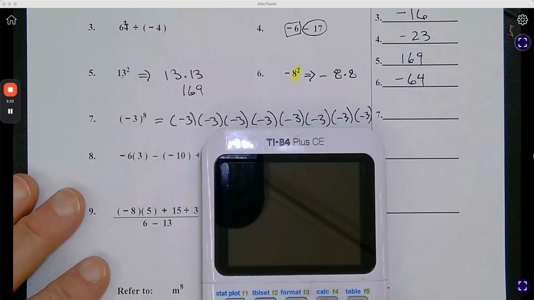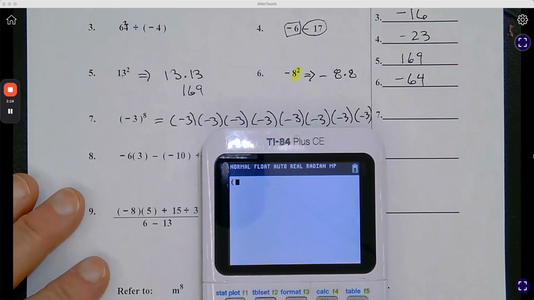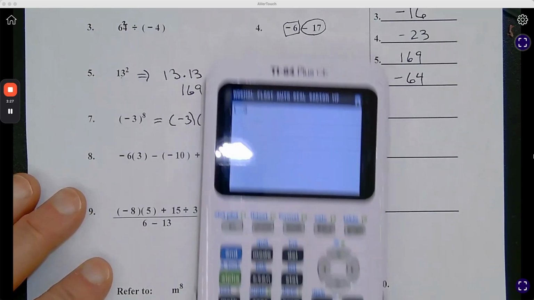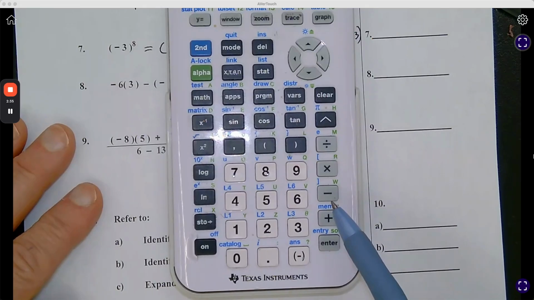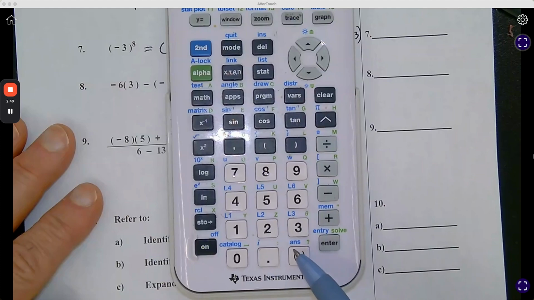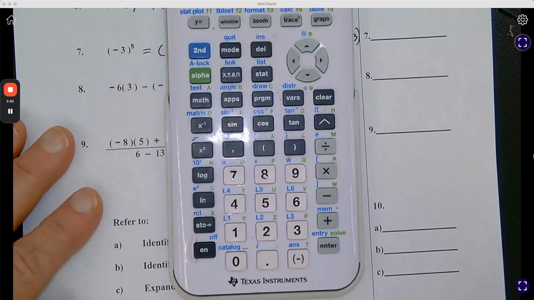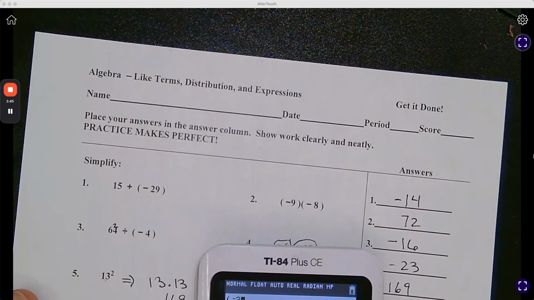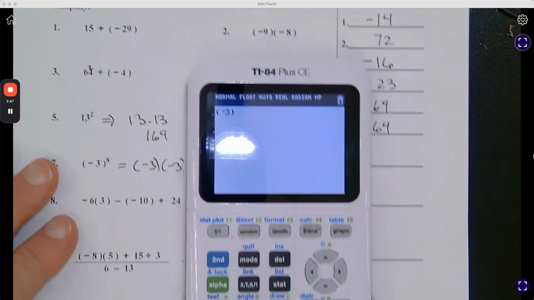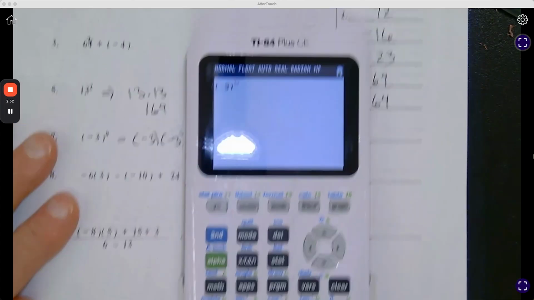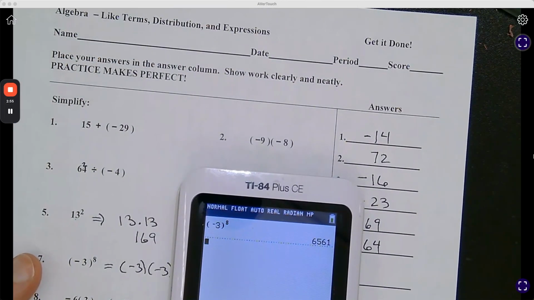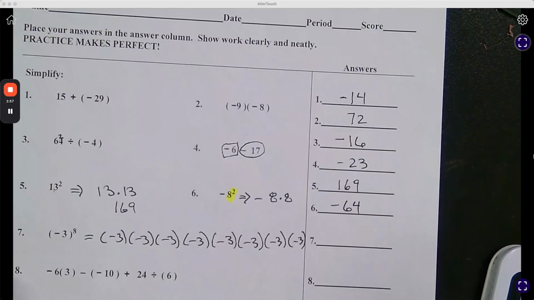So I'm going to go to my calculator, and I'm going to open a parenthesis, negative 3. Make sure that if you're using a calculator, the negative key you use only for negative, and the subtraction key, which is an operation, is only for the operation subtraction. They are not interchangeable in most calculators. So negative 3, exponent. Every calculator has an exponent key. There's my exponent key, and I'm going to put 8. And I get 6,561.